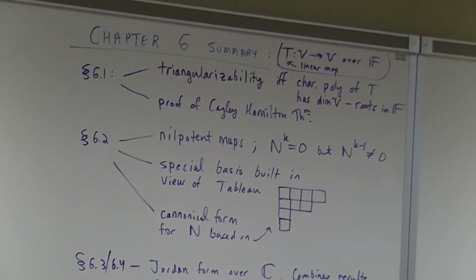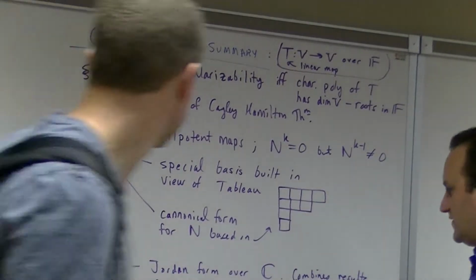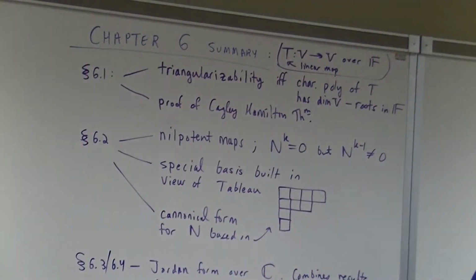Let me just take a few minutes to give you the big picture of where we're going. So, chapter 6: the goal of chapter 6 basically is to motivate and in some sense derive the Jordan canonical form. Let me sketch for you the basic steps in this argument.